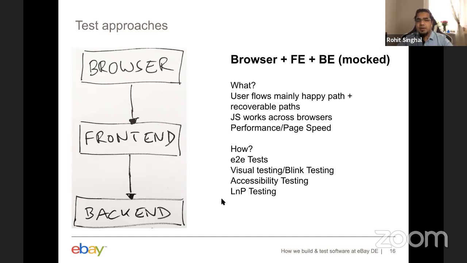Also, we try to cover the happy paths so that we know that what is expected of the system is working correctly before we roll it out to production. And also whether JavaScript works across browsers, because we have observed sometimes that everything is working fine on Chrome, but suddenly something goes wrong on Firefox. And also we can test here the page speed and performance of the different pages or things we are serving to the browser. For that, we also do a lot of accessibility testing.